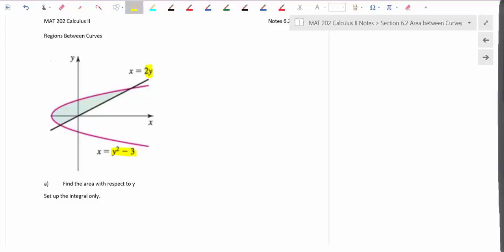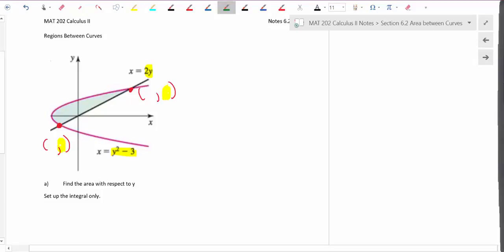So the key thing is, if you're going to integrate with respect to y, you need to find this intersection point, and you need to look at the y values, because you're going to integrate from that y value up to that y value. So you're stacking rectangles like that. If you're going to do a y integral, you want to make sure that this function on the right is always to the right of the one that I've got in red, and it is. So that will make this a fairly easy problem.